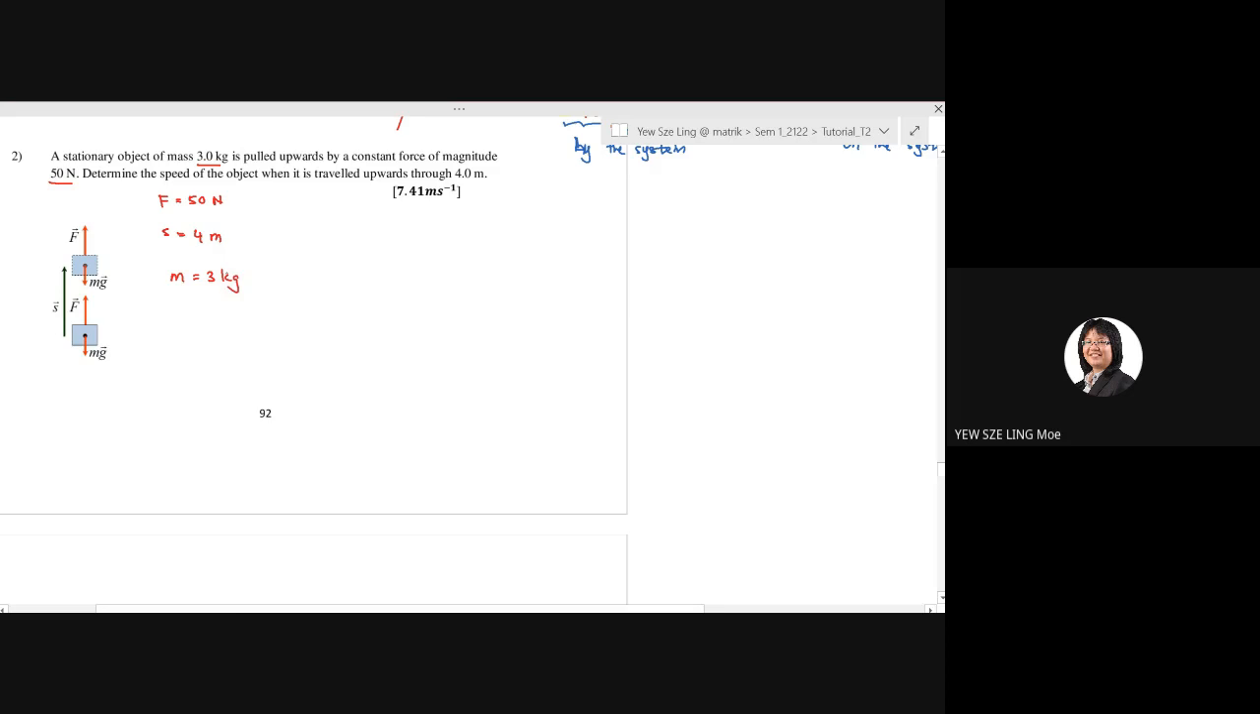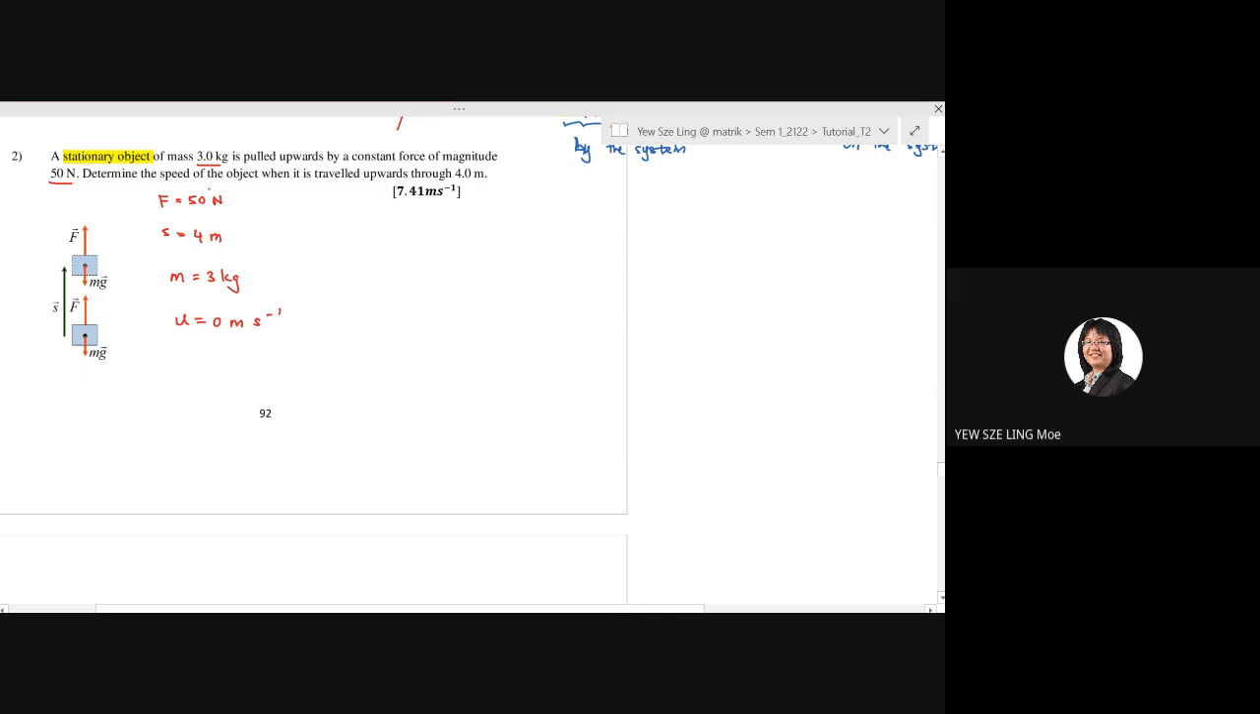This is what I like to do when I go through the questions. I like to extract the information at the same time, so that I know what information I have, which variables I have right now, and which equations can be used. Initially, the object is at rest. How do I know? Because the question mentions a stationary object, which is not moving. So I have U equals 0 ms^-1.